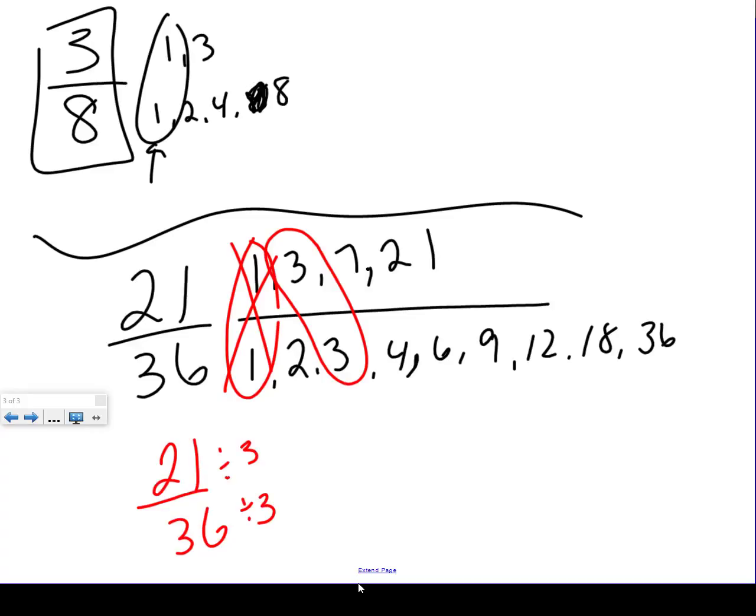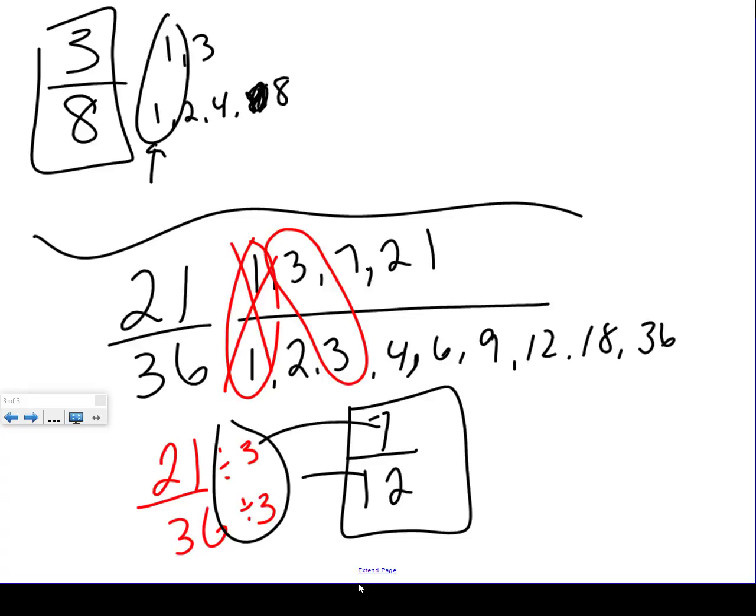You can only simplify or put them in lowest terms if you are applying the same thing to both of them. So I have to divide the top number and the bottom number, numerator and denominator, by the same number. So we're dividing by 3. And so when I do that, I end up with what? 7 over 12. Because 3 times 7 is 21 and 3 times 12 is 36. So 7/12 is our final answer.